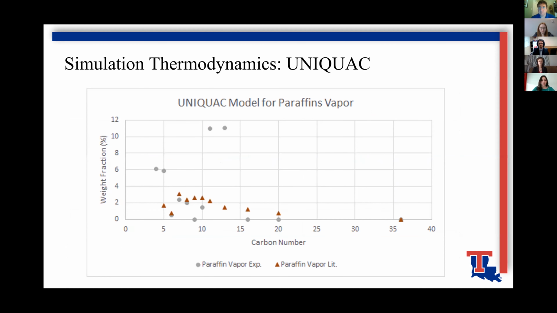It did model our system pretty well, so here's an example of our literature data compared to the data that we had from our ChemCAD simulation, and it matches pretty closely for the paraffin vapor group. We also did it for the liquid phase, and we did it for the naphthenes and the aromatics and paraffins as well.